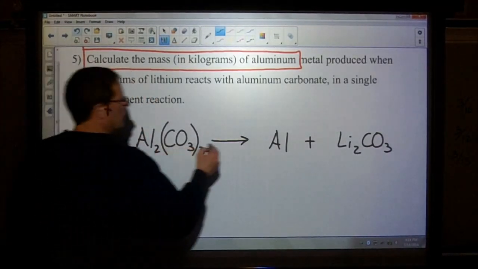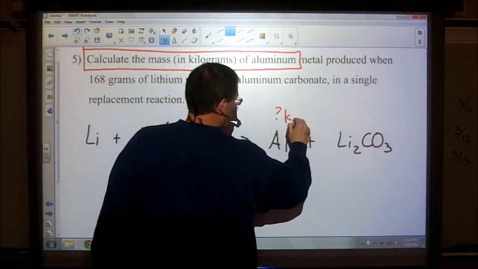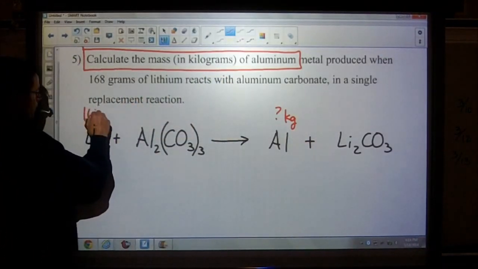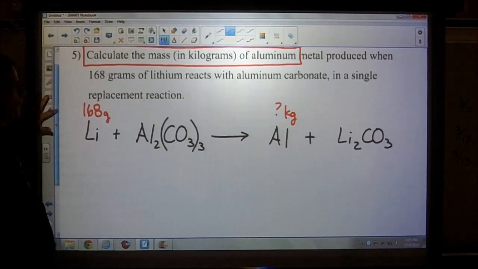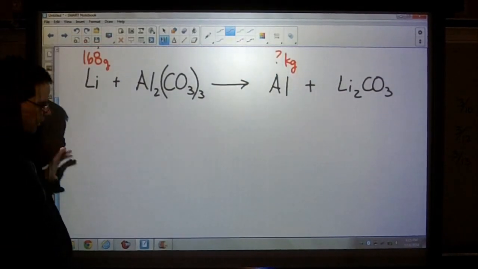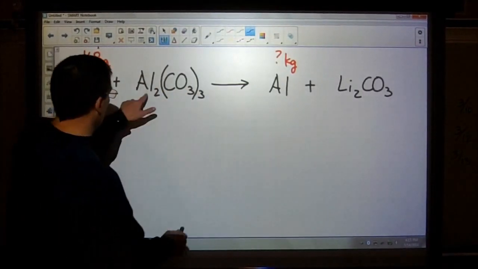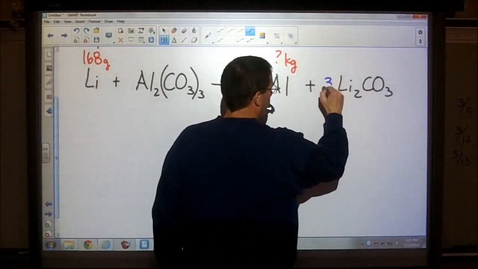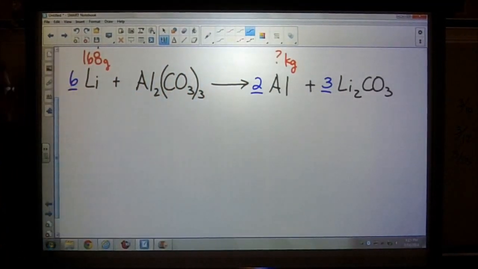So calculate the mass in kilograms. Looking for kilograms of aluminum, and we have 168 grams of lithium. Okay, this is actually a pretty standard type question, one that we worked out numerous times. Nothing really too difficult about that, but let's scoot that up. All right, so step 1, write a balanced equation. That one is the ugly one, so let's start with that one. So we have 2 aluminums. Okay, now carbonate, we have 3 of those, so let's put a 3 there. 6 total lithium, so put a 6 there, and we are balanced.